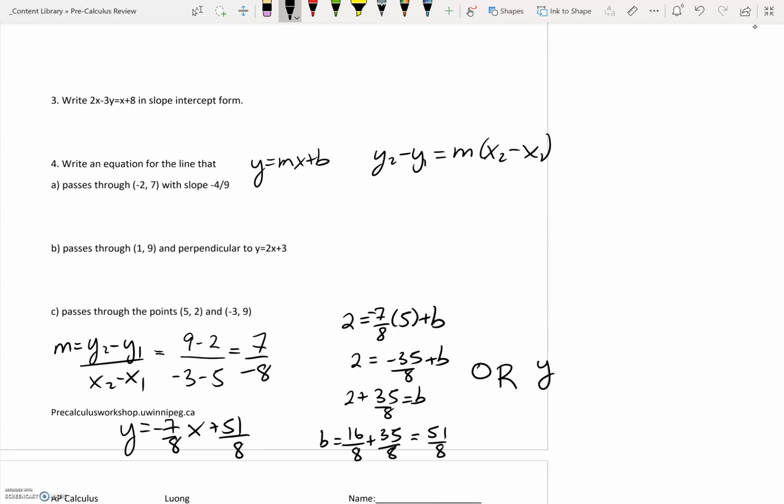So let's choose (5, 2) again. So that's y minus 2. Your slope was -7 over 8 times x minus 5. So this would be our final answer. We don't need to simplify. And if we do simplify, we're just going to get back this anyway. So this one is in expanded form, and this one is not. But it's fine. They're still equivalent to each other.